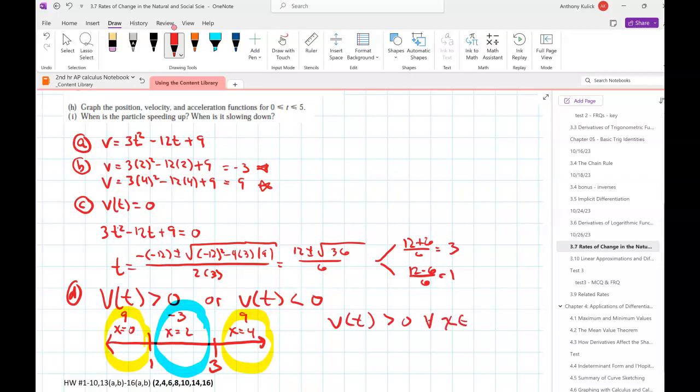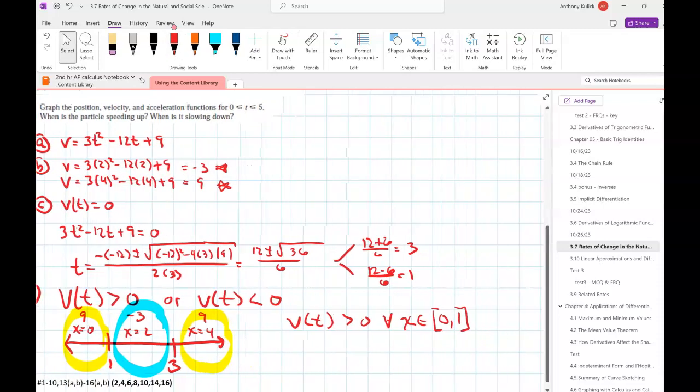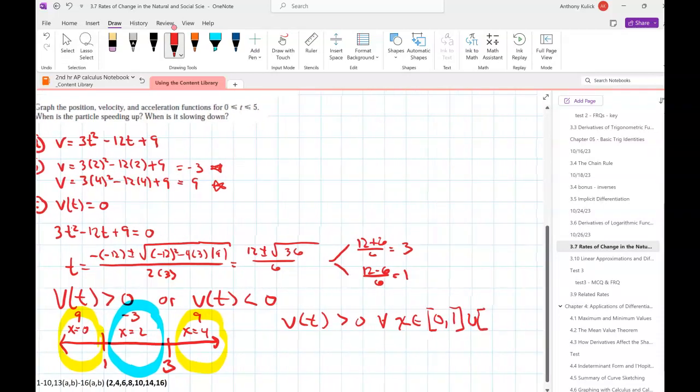Wait, how do you know though that it's not changing direction at like x equals 0.5? Because we found the only places where it's 0, because it's a continuous function. If we know the only places we cross are at 1 and 3, you can't go negative at 0.5, because you'd have to have another 0 in there, but we don't.